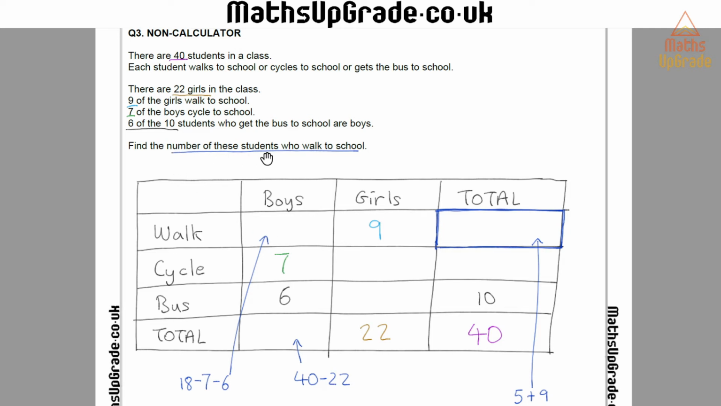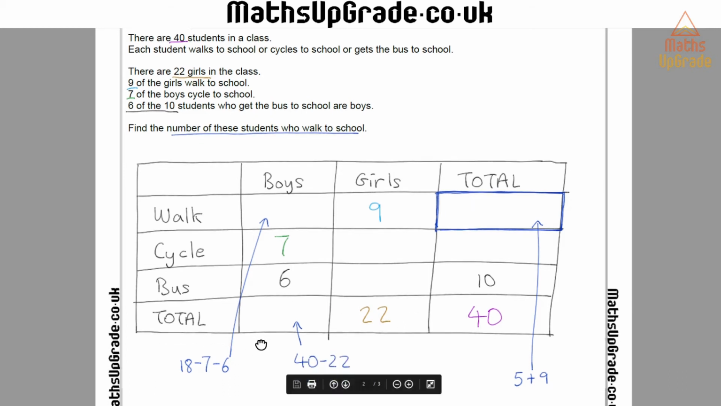Now we need to find the number of students who walk to school. So we need to find this cell here, the total walk. To find that, you can't find it immediately, you need to find other numbers first. So we're just going to find some of the other numbers here.